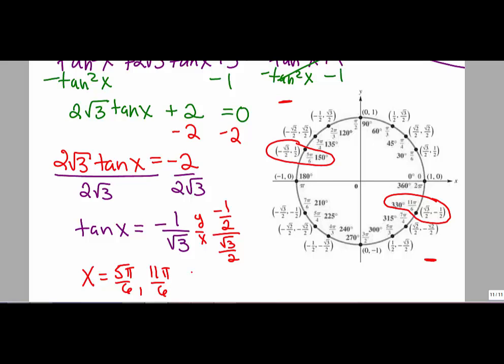Now, one of the things that we have to be careful about is that we want to make sure that we check both solutions in the original equation. So when we square both sides, we have to be careful that we check our solutions. Sometimes squaring both sides gives us solutions that don't work in the original equation. So we're going to go back to the original equation and we're going to check both of these solutions.